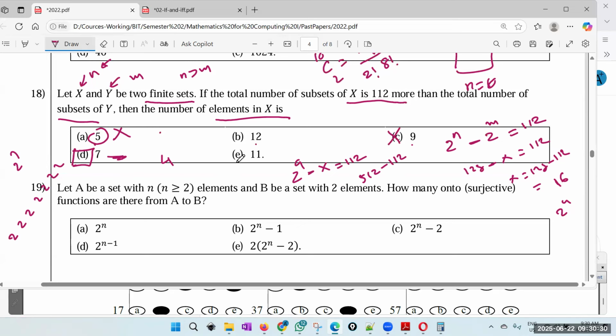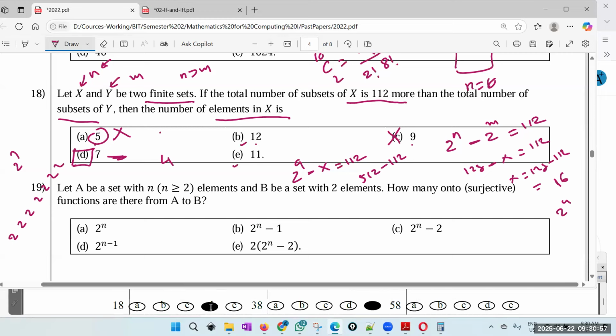Likewise, you need to check for 11 and 12. Check whether it fits. Because 2 to the power 11 means 1024 into 2, which is 2048. 2048 minus 112, check whether it is a power of 2. Right? Now I have an answer, D. Yes, the only answer is D. Right? Only answer is D.